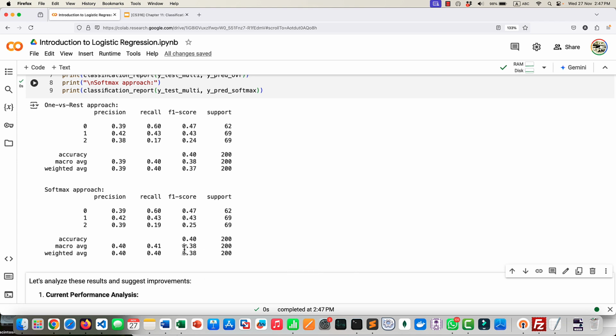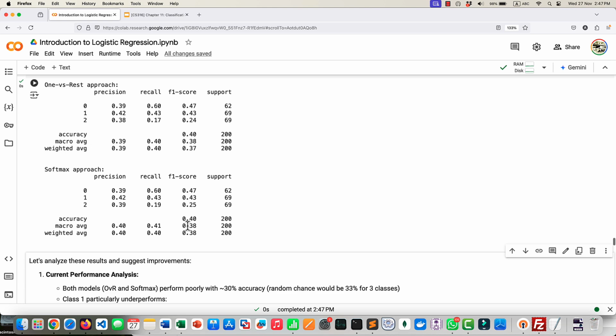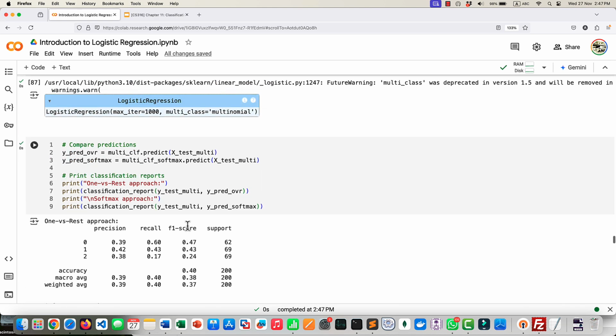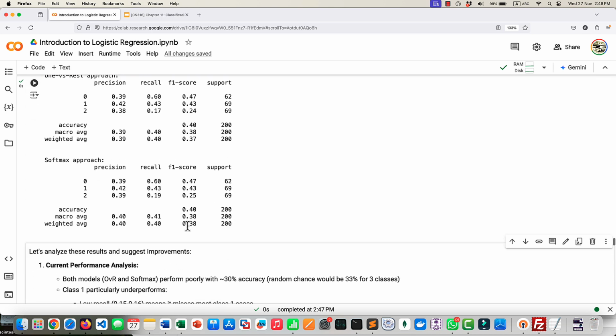Yeah, we have low performance for both models. Look, accuracy 40%, precision 39, recall 60, F1 47. So it doesn't seem to provide a good model. Why? Because logistic regression basically makes an assumption that there is a linear relationship between these features, and it's not the case.